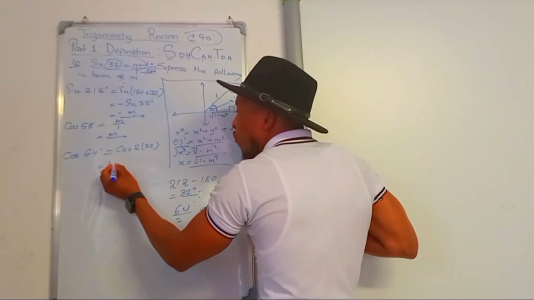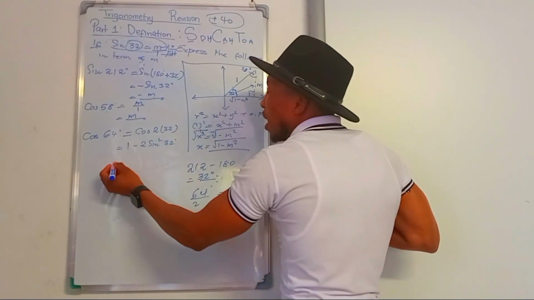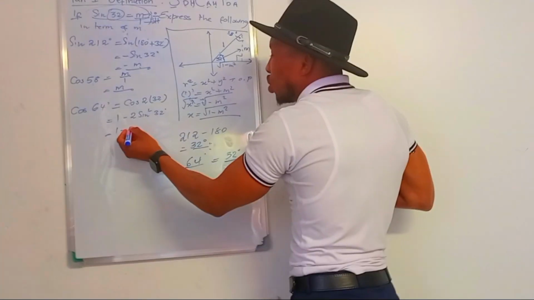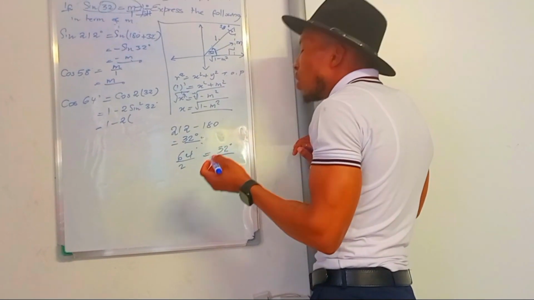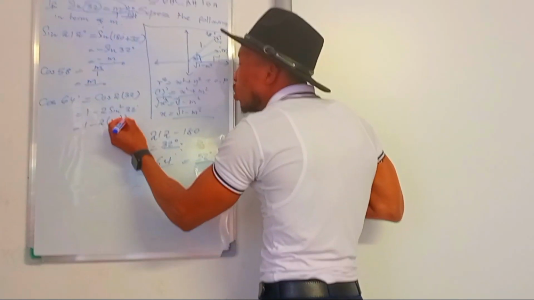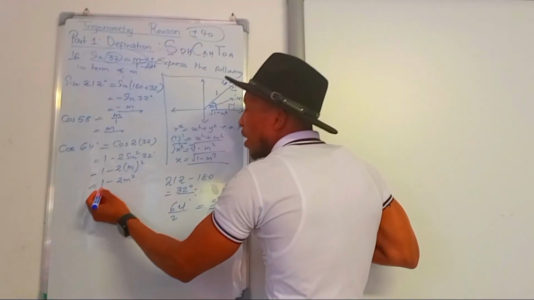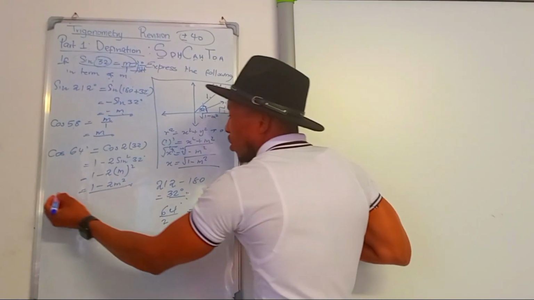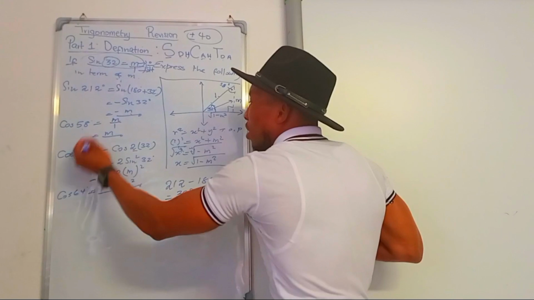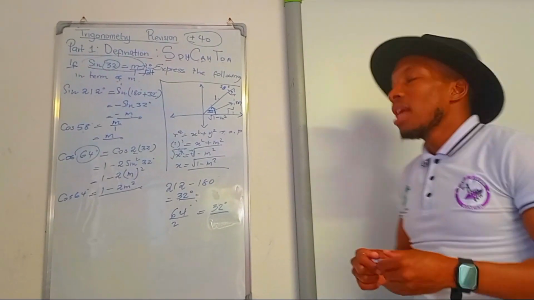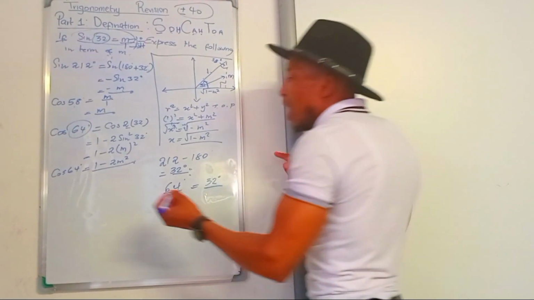Therefore, we're going to say 1 minus 2 sine squared 32 degrees. Then after that you have 1 minus 2, and you substitute: sine 32 degrees is opposite over hypotenuse, which is going to give you m all squared. Therefore, we have 1 minus 2 m squared. After that, that is cos 64 degrees. Therefore, that is a double angle. You change this angle to the double angle. Okay, and also we have the last one.